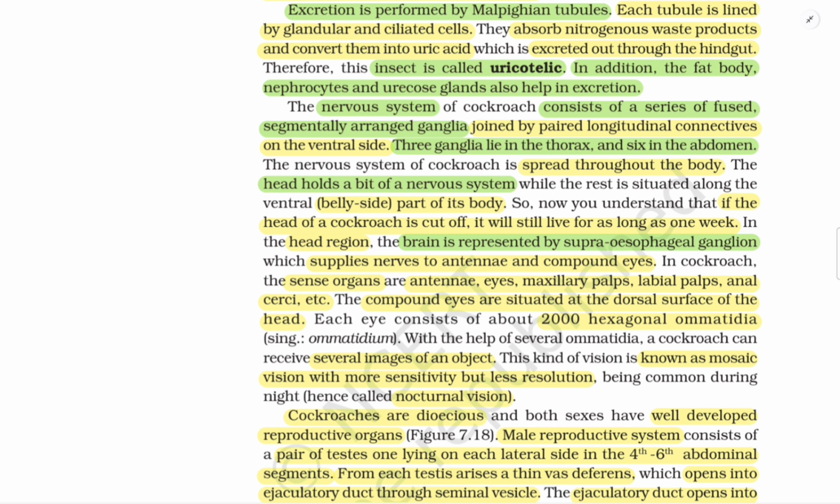The nervous system of the cockroach consists of a series of fused, segmentally arranged ganglia joined by paired longitudinal connectives on the ventral side. Three ganglia lie in the thorax and six in the abdomen. The nervous system is spread throughout the body. The head holds a bit of the nervous system while the rest is situated along the ventral, that is belly, side of its body. So now you understand that if the head of a cockroach is cut off, it will still live for as long as 1 week.